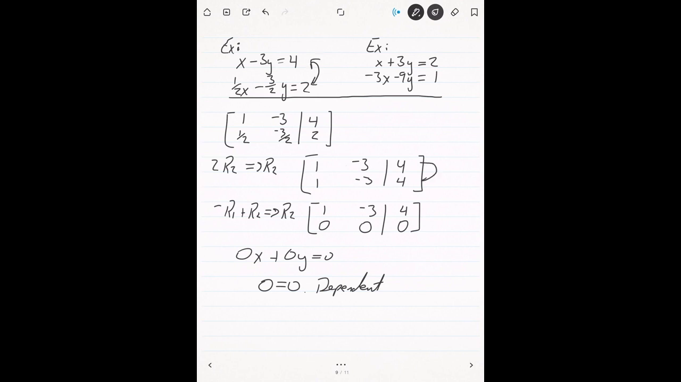We see that in the matrix where both rows are identical. The two equations here are the exact same. If you graph these, you would have the exact same line, one on top of the other. So, since this is a dependent system, since we have an identity, which is a true statement, we can say that there are infinitely many solutions. There are infinitely many solutions to this.